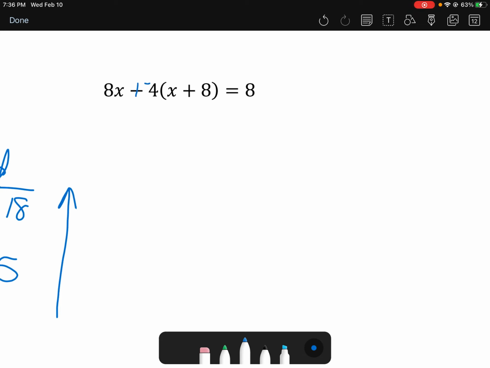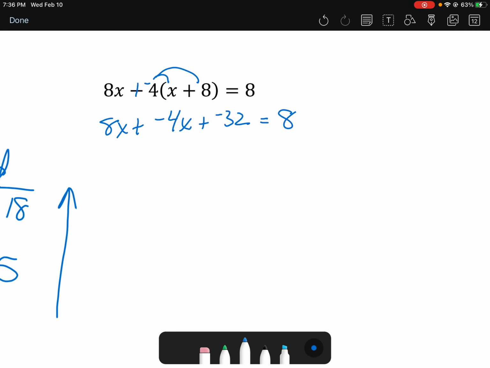Step 2, I need to distribute the negative 4. So that means I'm multiplying it by negative 4. So I have negative 4x plus negative 4 times 8, or negative 32. I still have this 8x, so let's not forget about him. And that's equal to 8.